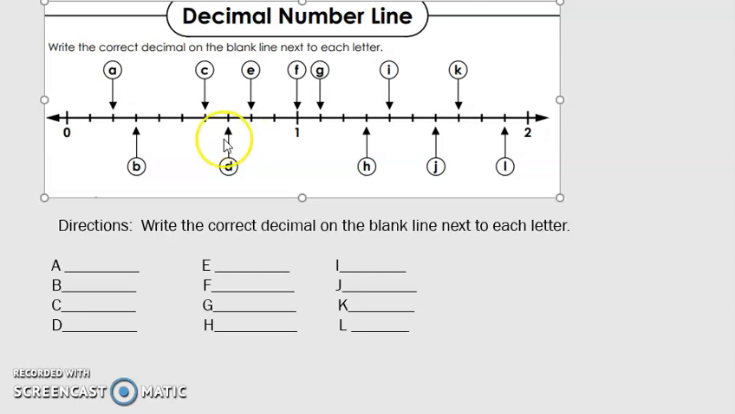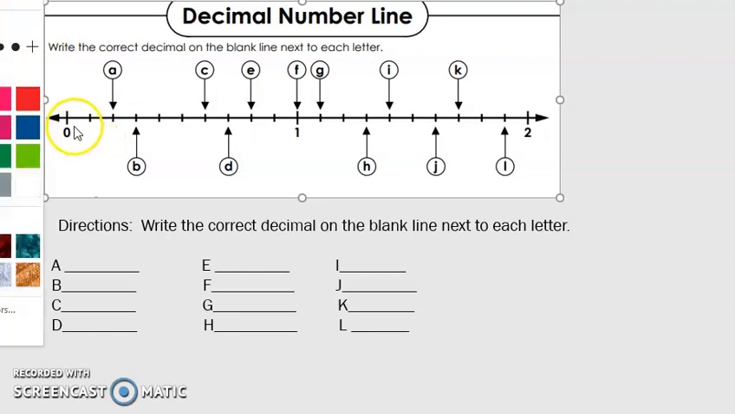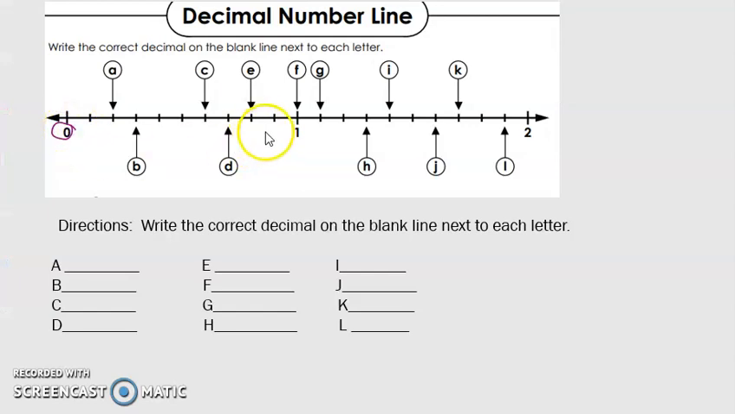So between the wholes, we've got our 0 here, and we've got our 1 here. Between the 0 and the 1, how many pieces do you think it's in? That's right, it's in 10. Between the 1 and the 2, how many pieces do you think it's in? That's right, it's in 10. You're so smart. So let's count just to make sure.